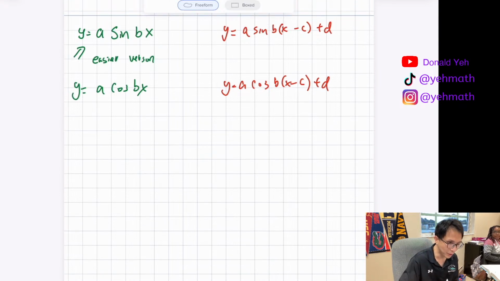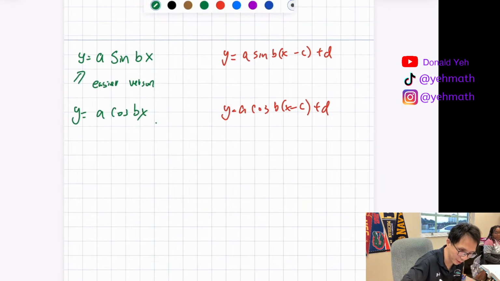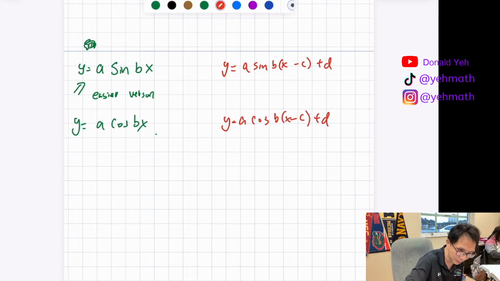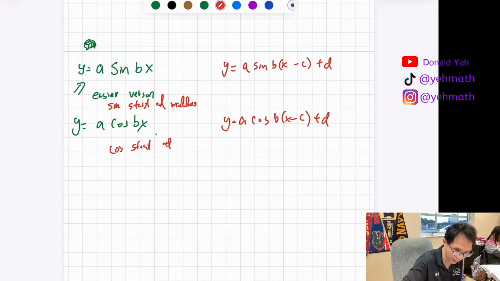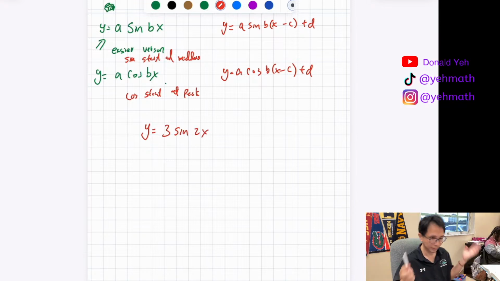It's not hard. What's the difference between sine and cosine graphs again? Sine starts at the midline. So I'm going to write down: sine starts at midline. Cosine starts at peak. Is that okay? Now I'm going to graph y equals 3 sine of 2x.